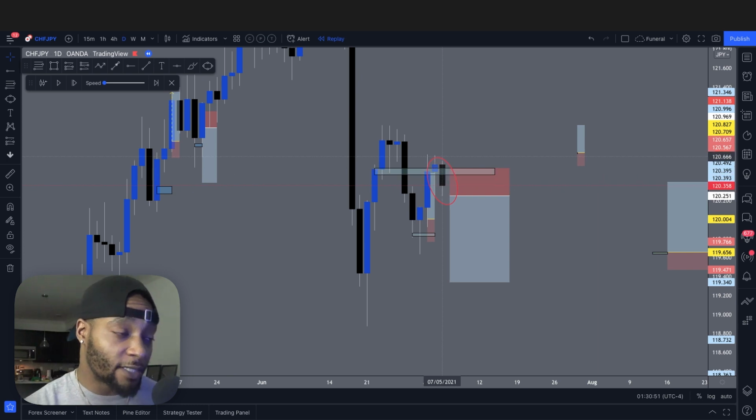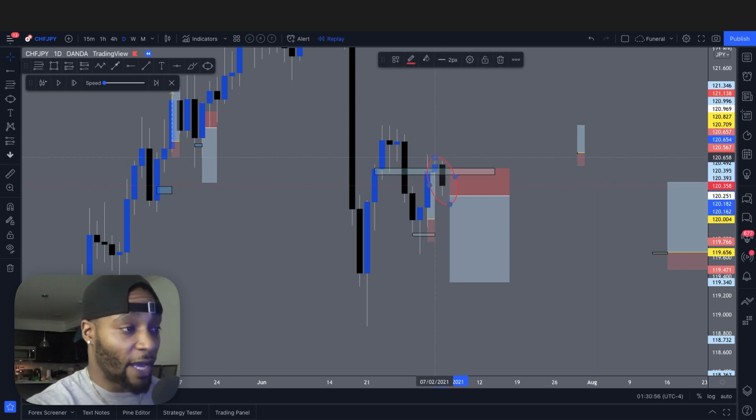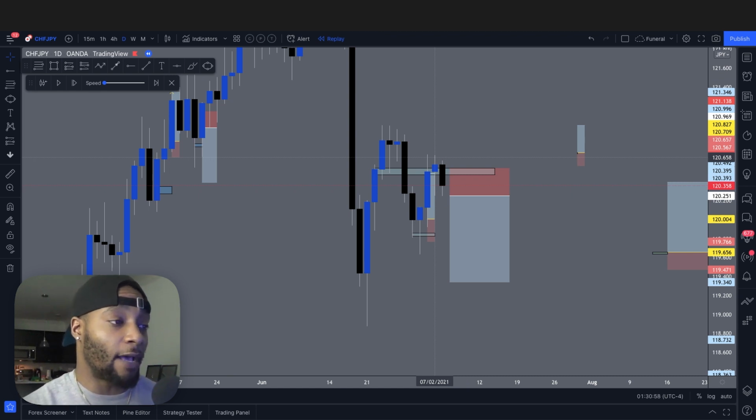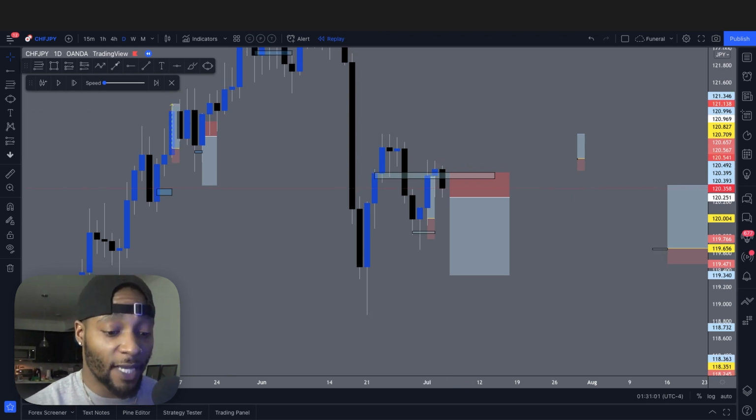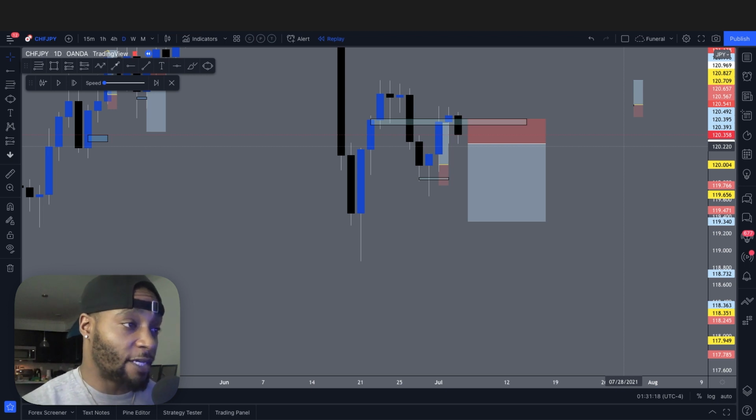So it looks like the big banks are starting to enter into this market, which is further confirming the bias that the market wants to move to the downside. And that's just purely on the daily time frame. Now that we've gathered that information, what can we do?